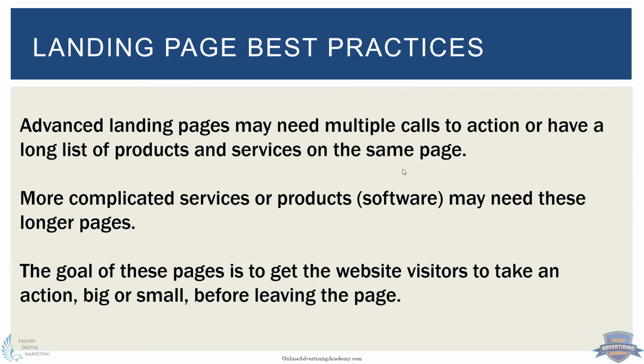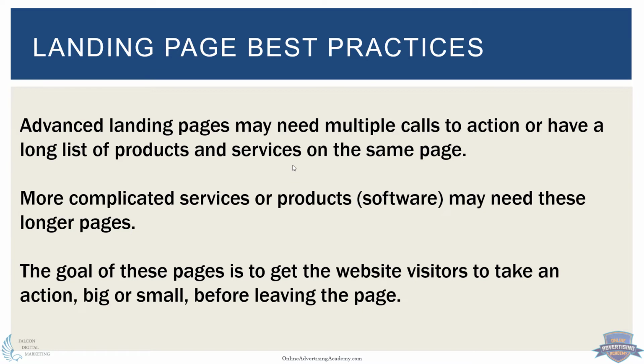So advanced landing pages may need multiple calls to action or have a long list of products or services on the same page. Now, most PPC campaigns and industries and different companies, you're fine with just one. If you're a plumbing service, it's an ad about plumbing. They click on it. It goes to a page about plumbing services, has a phone number and a form, a few selling points of why they should hire you over other plumbers. Or same thing with attorneys. Software is pretty straightforward. Most of the time, it just does one thing. It has the selling points.